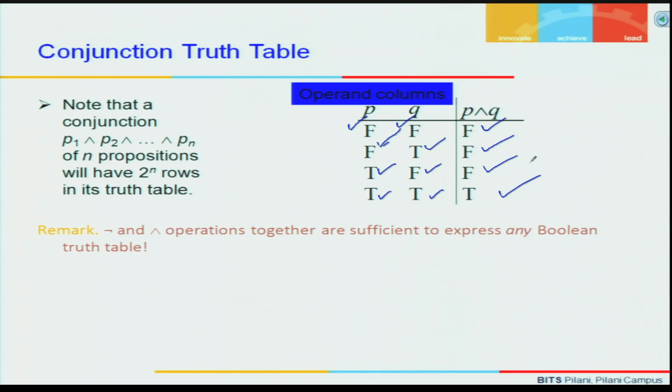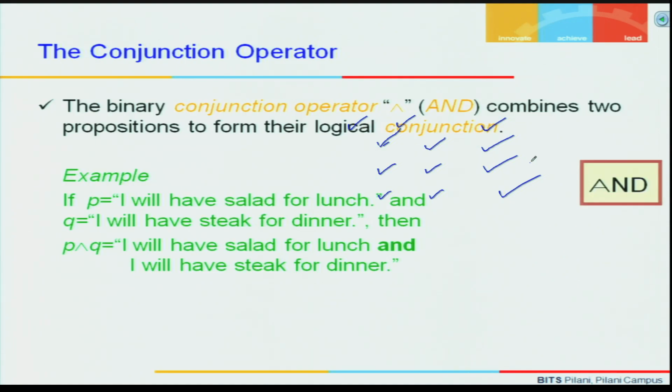What is the intuition behind it? When somebody comes and tells me, sir, I have got a compound proposition with me, something like I will have a salad for lunch and I will have a steak for dinner. This is definitely a compound statement because it has got two propositions connected by the binary operator called AND. If somebody tells me that this compound statement is true, then I can always conclude that I will have salad for lunch and I will have steak for dinner.